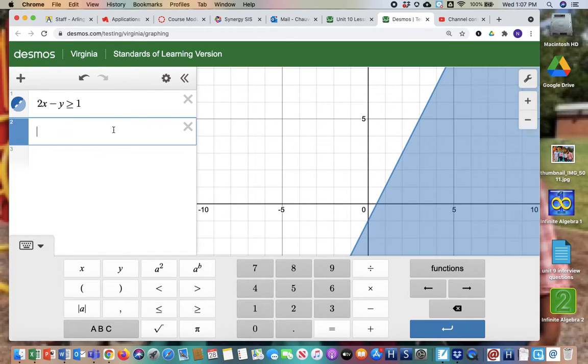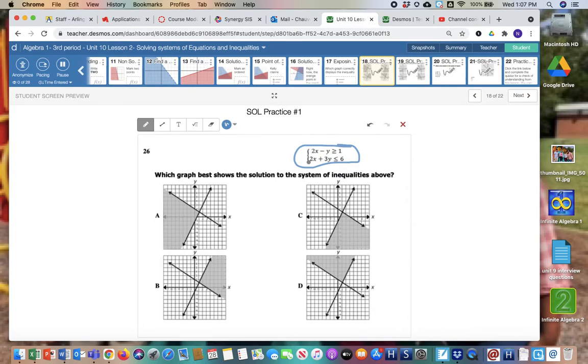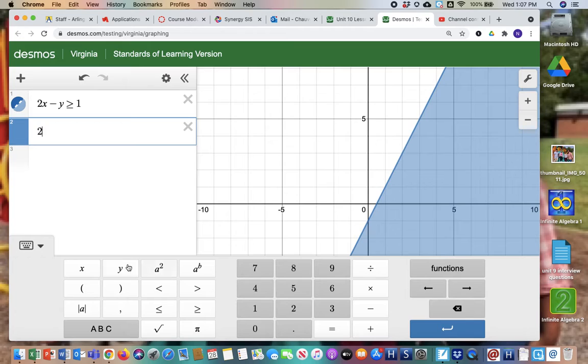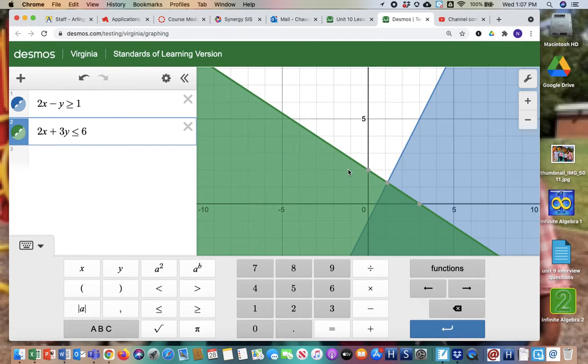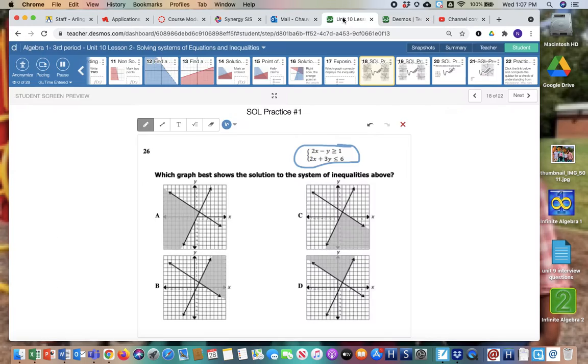And now I do my second line, and I see it's 2x plus 3y is less than or equal to 6. There we go. This is what this should look like. Now, where is the system that's the solution? Remember, it's the part that's double shaded, so it should be this part down at the bottom. So which one represents that? There it is. That's the one that looks like the one we just did, right?